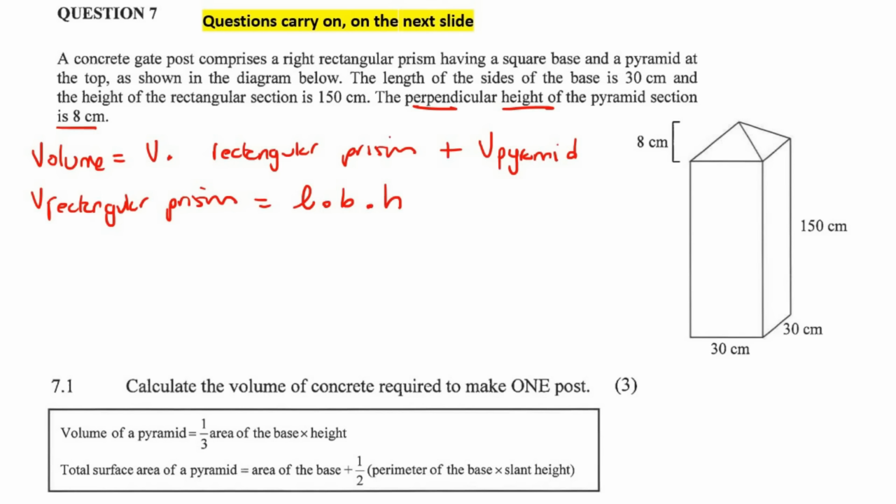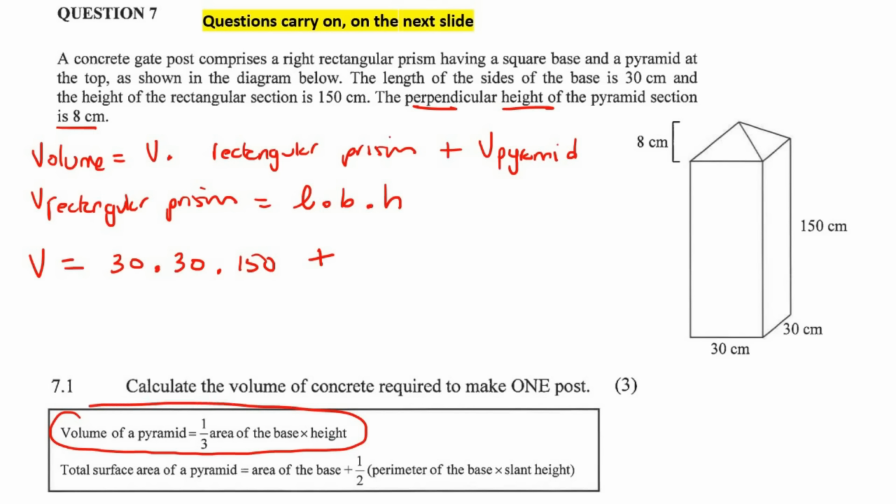So if we had to work out this volume now, it's going to be 30 multiplied by 30 multiplied by 150. You see, I said the length, the breadth, the height. And then we're going to say plus. Now we need to do the pyramid. So the volume of a pyramid is given to us over here, where they say that it's a third, and then the area of the base. So the base of a pyramid is this part here. What is that? It's a square. So you just need to know what the area of that square is. Well, we know that this is 30 and this is 30, so that square would be 30 times 30.